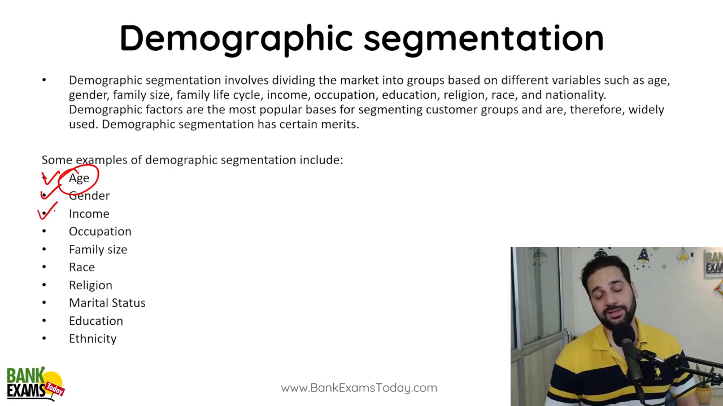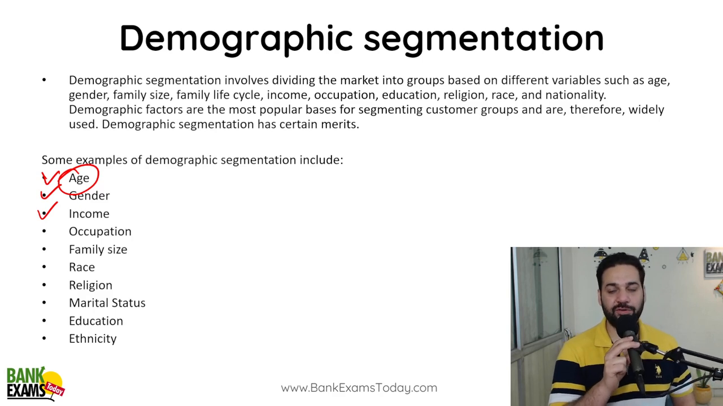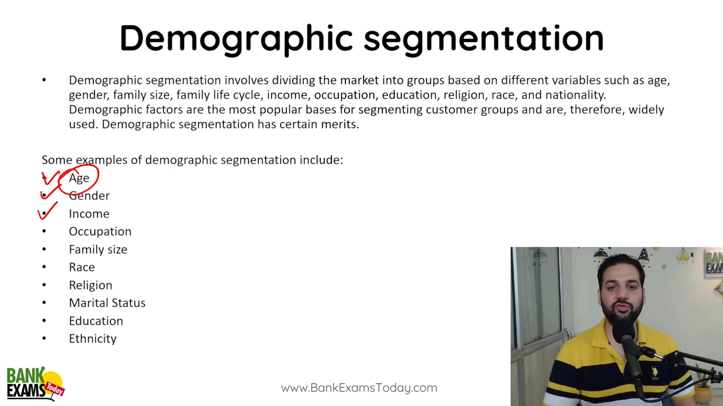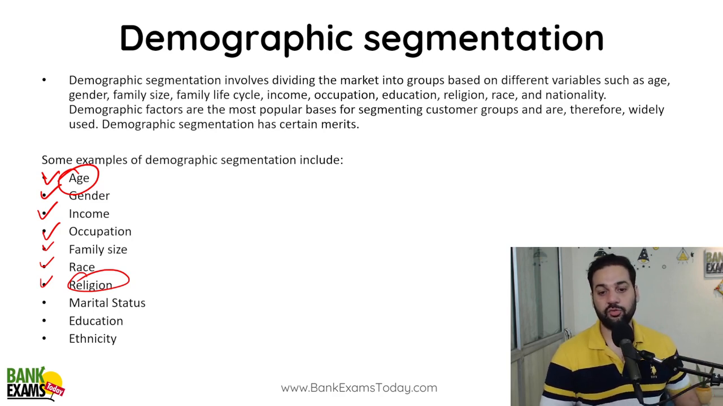Income. So even that is a good criteria. If you want to promote a luxury brand, a luxury perfume, a perfume worth 7,000, 8,000, 10,000, you have to promote that product to somebody who's making at least 10 lakh rupees a year, right? At least. So occupation, there are a lot of factors: occupation, family size, race, religion. How religion impacts the buying behavior, the turbans, right? The Sardar, the Sikhs, they are going to buy turbans, right? Obviously, not many Hindus are going to buy turbans, right?